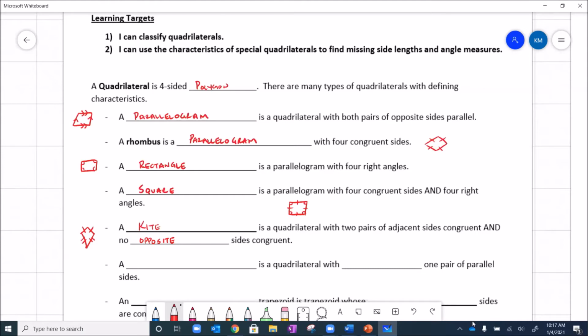A trapezoid is a quadrilateral with exactly one pair of parallel sides. Okay, so a parallelogram cannot be a trapezoid because a parallelogram has two pairs of opposite sides parallel, where a trapezoid has only one pair of opposite sides parallel. Okay, you'll see that a lot. It could look a bunch of different ways. Okay, here's an example of a trapezoid.